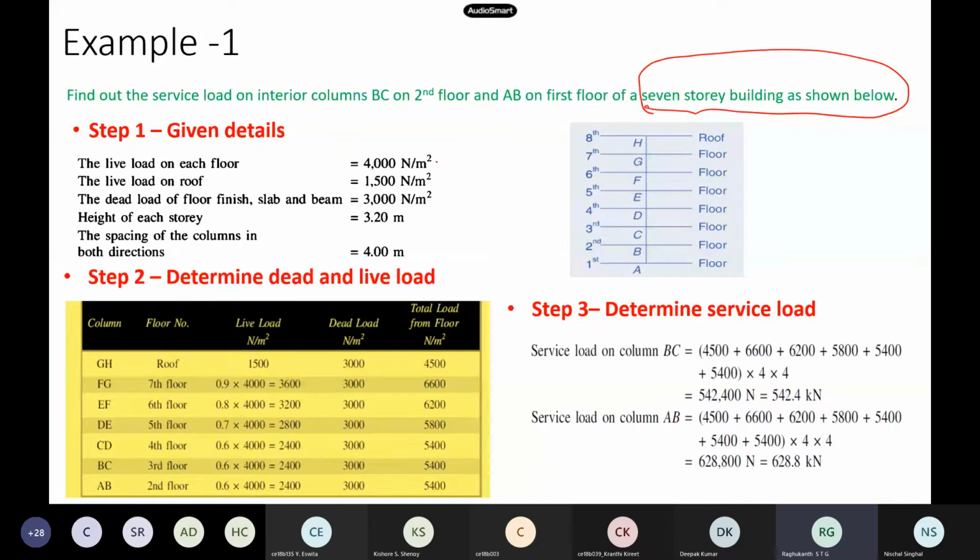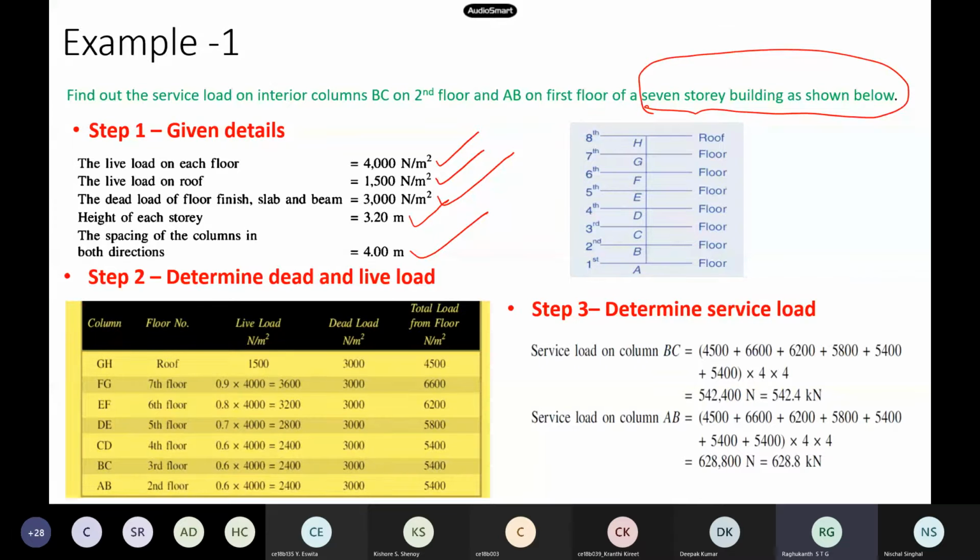The live load on each floor is 4,000 Newton per meter square. The live load on the roof is 1500 Newton per meter square. Then we have a dead load, which is the floor finish, slab and beam, of 3000 Newton per meter square. The height of each story is 3.2 meters. The spacing of the columns is around 4 meter by 4 meter. Every column is like this.